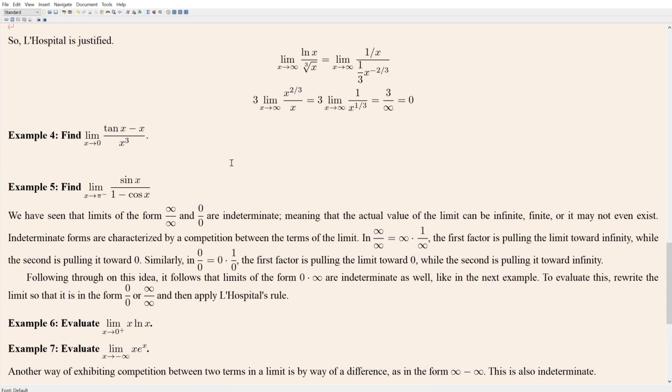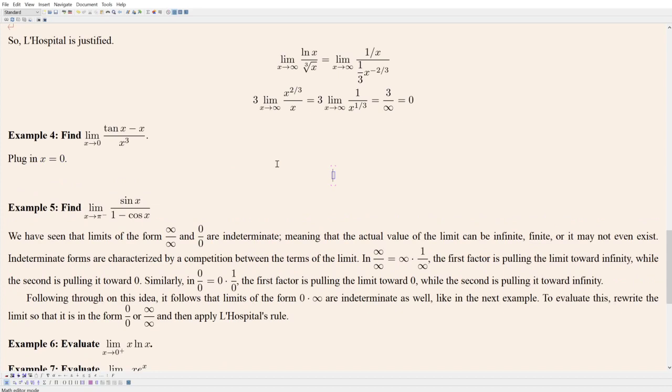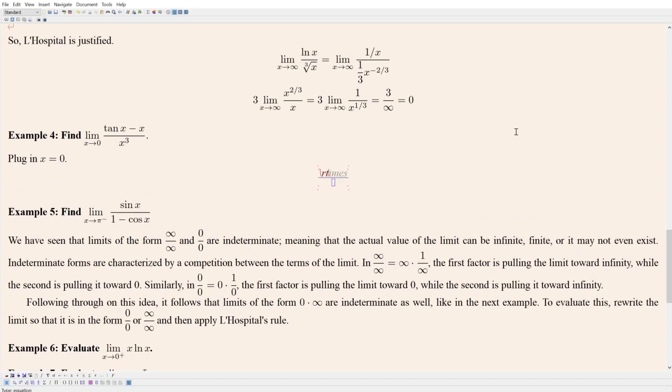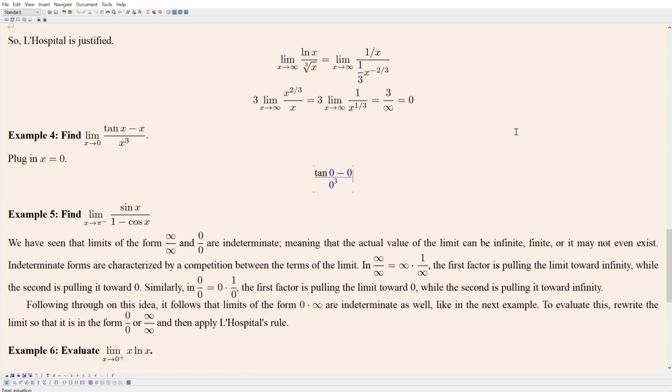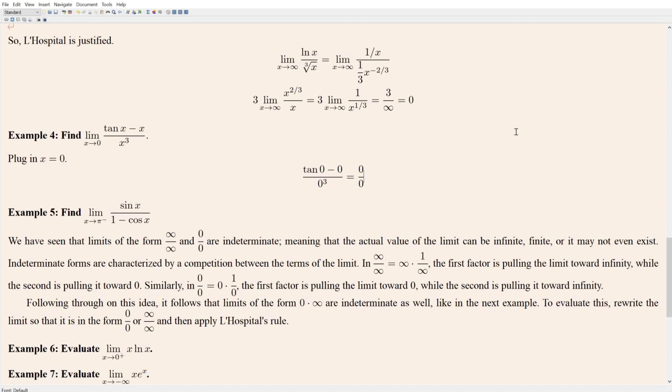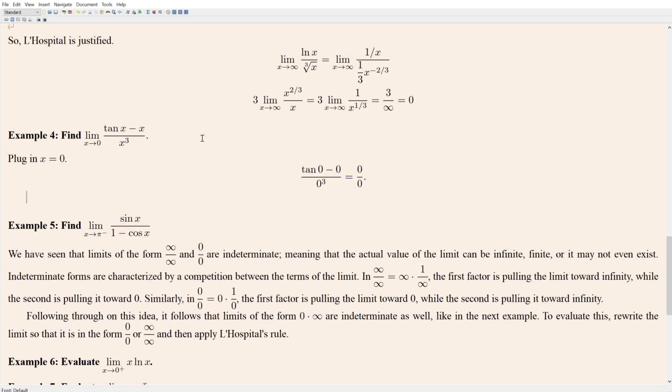Okay, so what's going on with this one? So plug in the limit point. Let's plug in 0 to see what happens, because we have to make sure that L'Hopital is justified. So let's see. So tan 0 minus 0 over 0 cubed. Well, tan 0 is equal to 0, so we end up getting 0 over 0. So indeed, L'Hopital is justified.